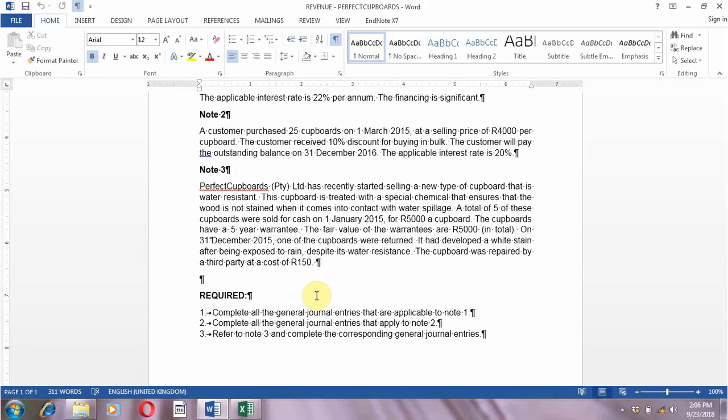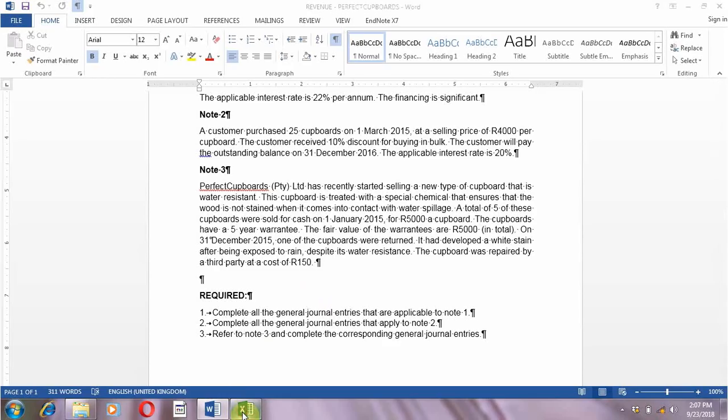On 31st December, one of the cupboards was returned. It had developed a white stain after being exposed to rain, despite its water resistance. So now you issued a warranty, you promised, but there's still a stain on it, and then the cupboard was repaired at 150 Rand. So they say you have to look at, in the required part, note 1, note 2, and note 3, and complete the general journal entries for all these notes.